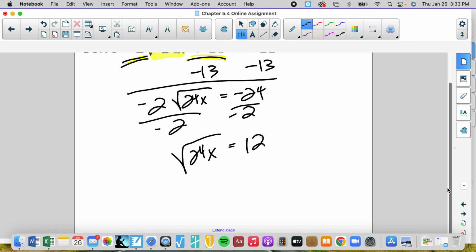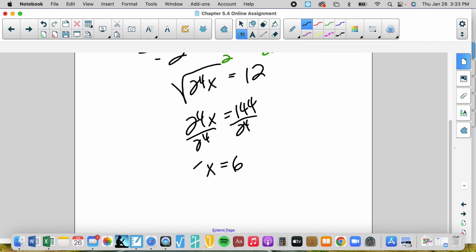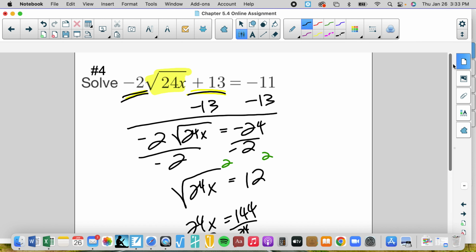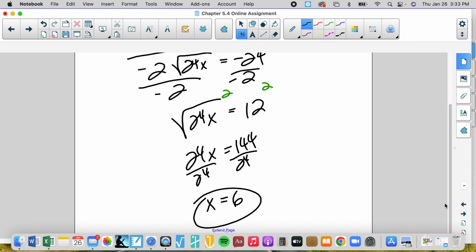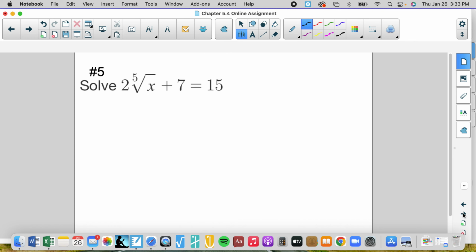Now we've isolated the radical. It's a square root, so we're going to square both sides, and we get 24x equals 144. Divide both sides by 24, and we get x equals 6. Let's go back and check our solution. 24 times 6 is 144. Square root of 144 is 12. 12 times negative 2 is negative 24. Plus 13 gives me negative 11. Left side equals the right side. Let's write the solution set. I like writing the answer in a solution set. That's always nice.